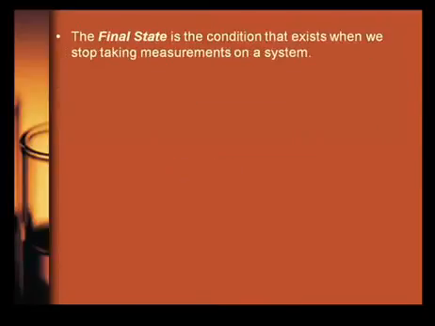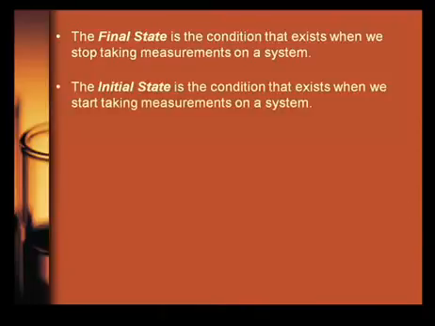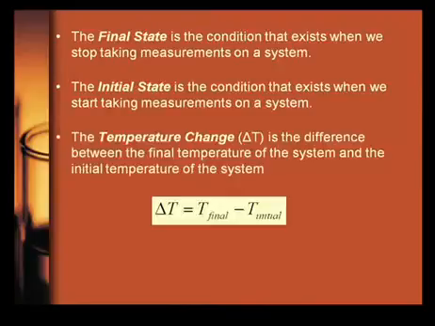The final state is the condition that exists when we stop taking measurements on a system. The initial state is the condition that exists when we start taking measurements on a system. The temperature change, or delta T, is the difference between the final temperature of the system and the initial temperature of the system. In mathematical terms, delta T equals T final minus T initial.